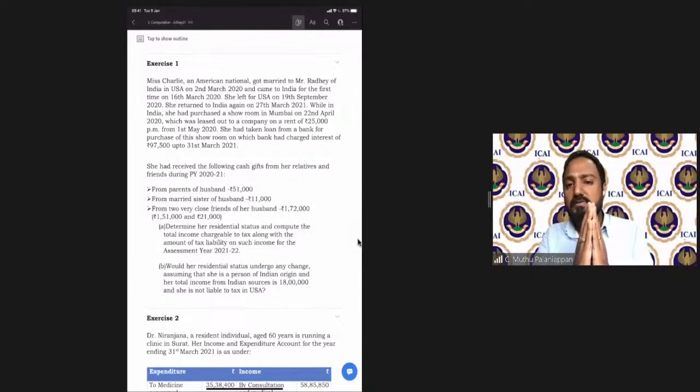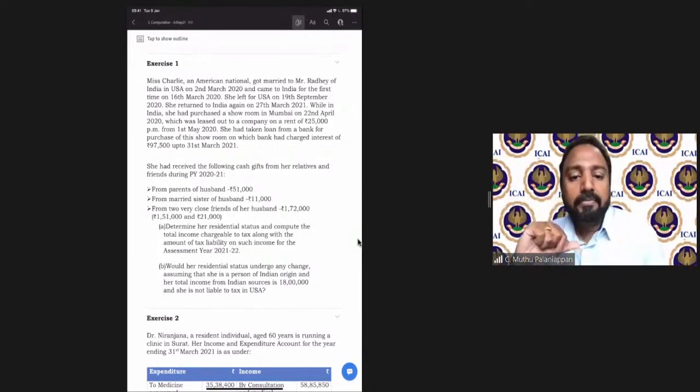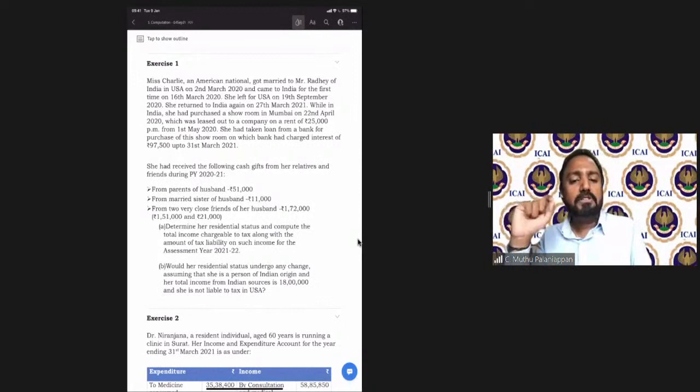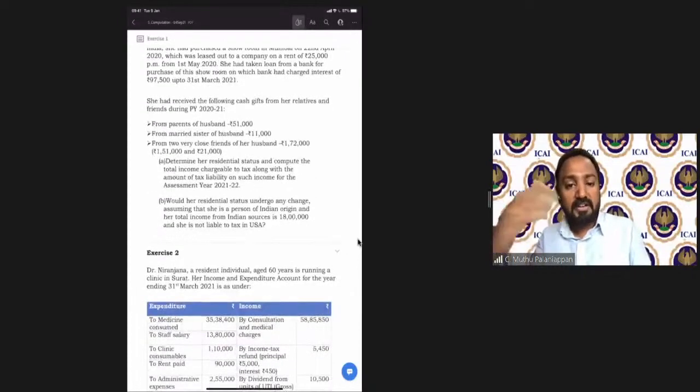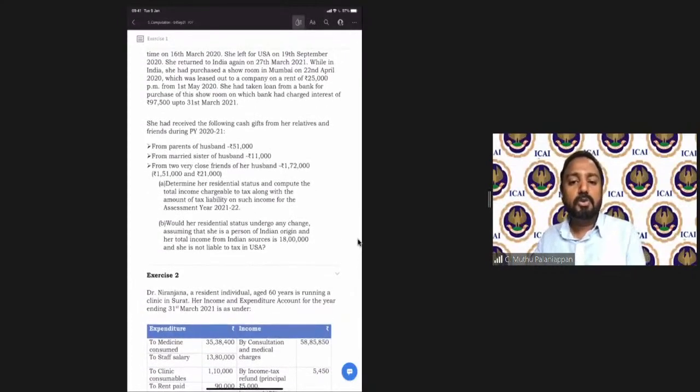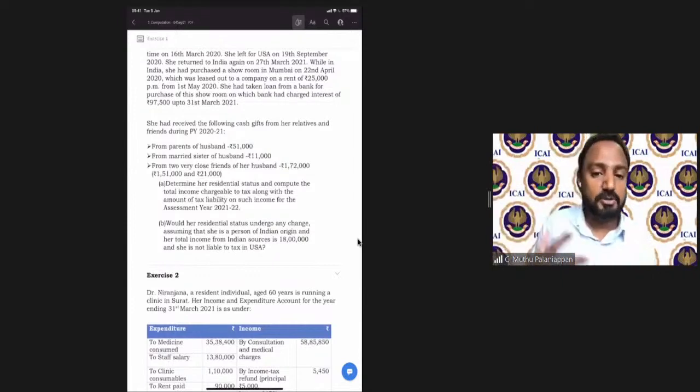There is some additional information with respect to gifts that she has received. She has received a gift from the parents of her husband, from the married sister of her husband, and she had also received gifts from various friends. With respect to 1.72 lakhs, she has received it from friends of her husband.